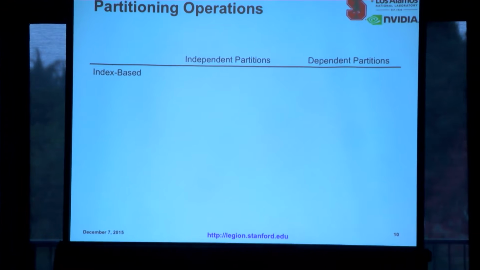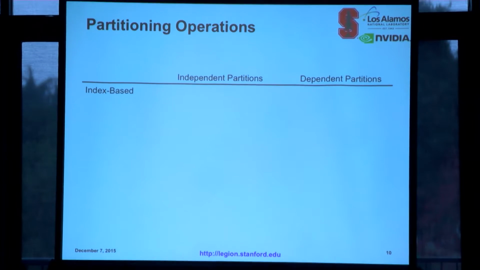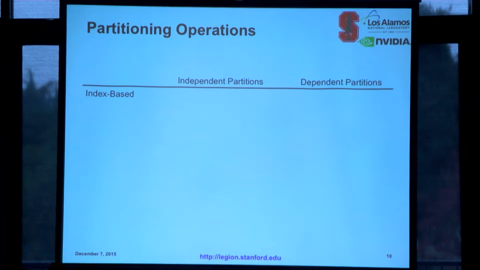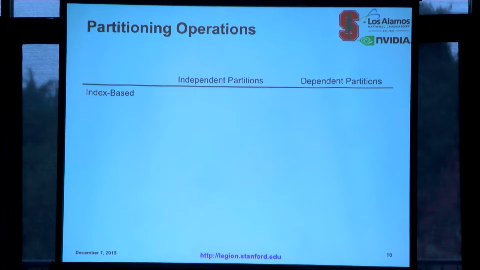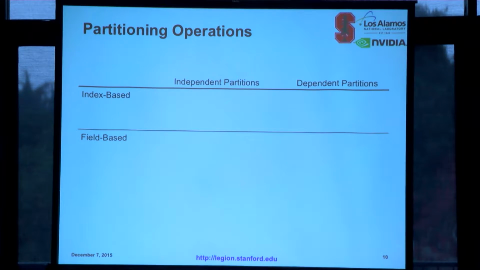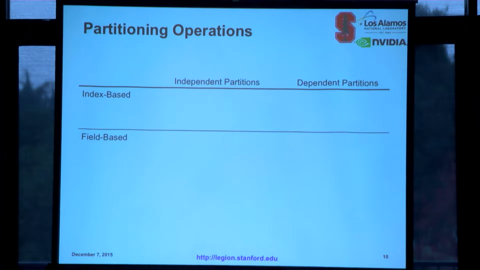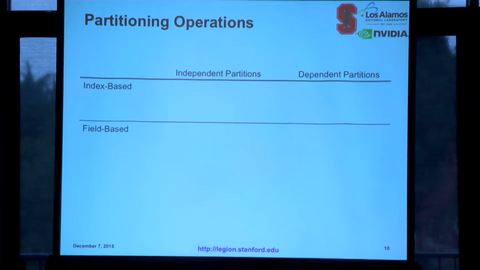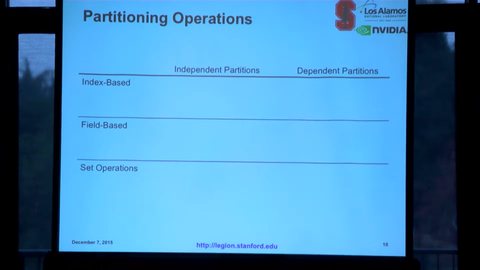The first is what I'm going to call index-based operations. The idea here is these are operations that chop up an index space just based on properties of the index space itself. They're not actually looking at any data in the space. In contrast, there will be field-based operations, which chop up an index space based on the data in the field for one of the logical regions using that index space. And then finally, we're going to have some set operations for doing just direct manipulation of the index spaces themselves.